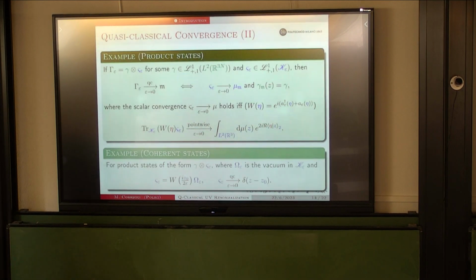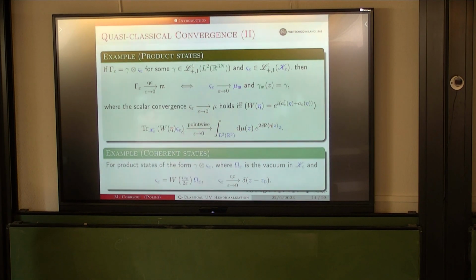Okay, so let me give you the simplified version. So that's for the scalar case. When you have no correlation between the particles and the field, then you just look at the field and you ask when there is convergence, when the density matrix for the field converges to a given measure. Now it's a scalar measure, so the random derivative is just constant. And you see, this is the topology.